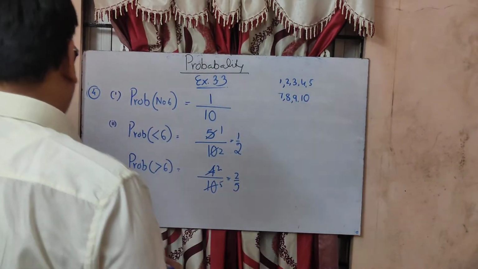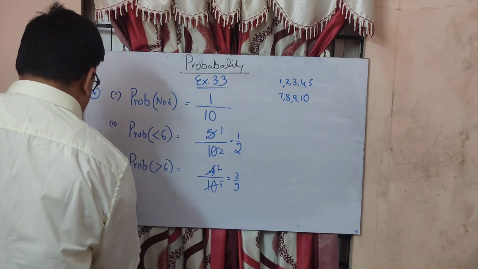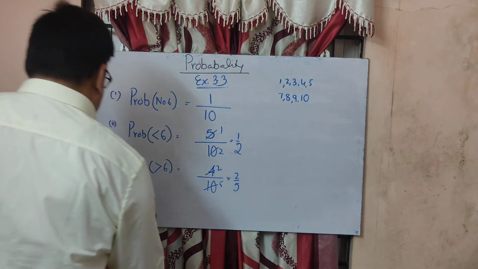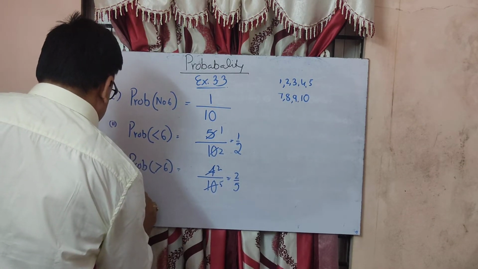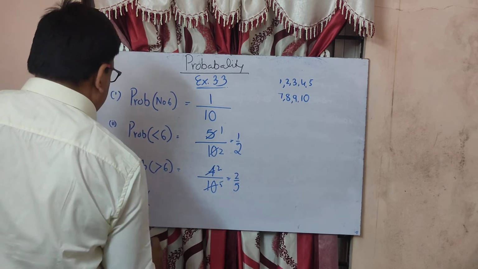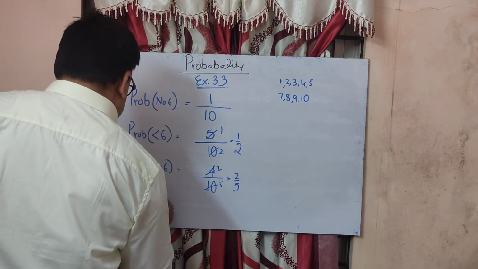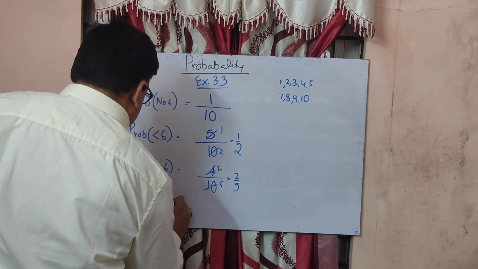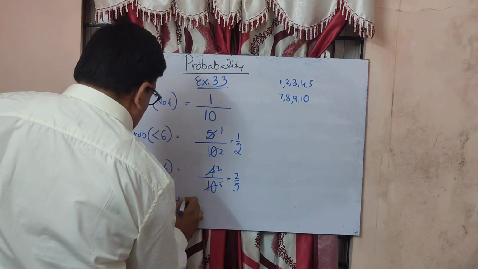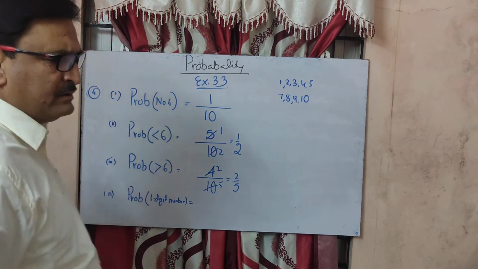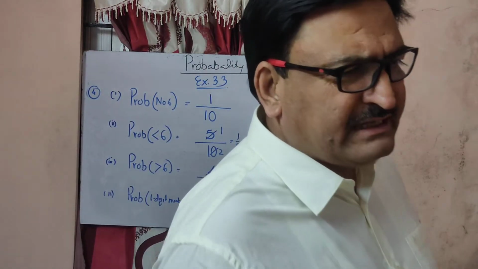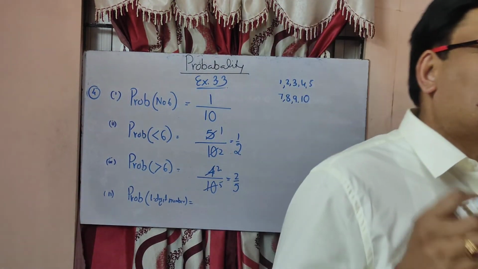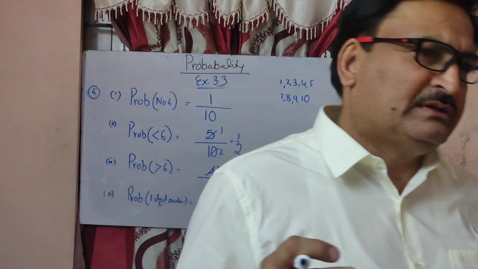Now the last question, the fourth one. Getting a one digit number. Probability of getting a one digit number. What is a one digit number? That is 1, 2, 3, 4, 5, 6, 7, 8, 9. And 10 is not a one digit number. 10 is a two digit number.